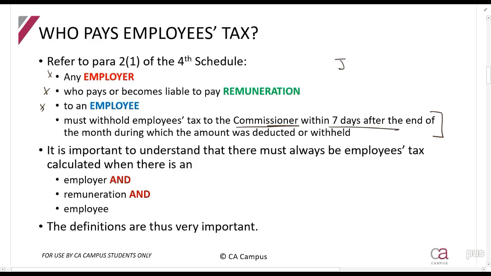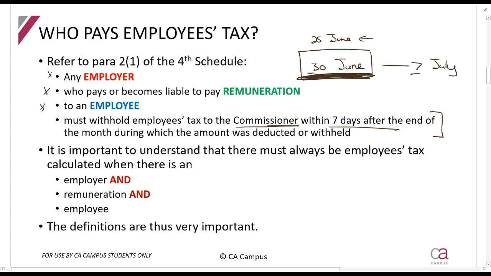So if you have a month that ends 30 June, this employee might have been paid on the 25th of June. That's when most people get paid, on the 25th of each month. The month end is the 30th of June. You need to pay it 7 days after the month end, not after the date that you've paid it. So that would be 7 July. If you haven't paid it by then, there will be penalties payable by the employer of 10% of the amount.